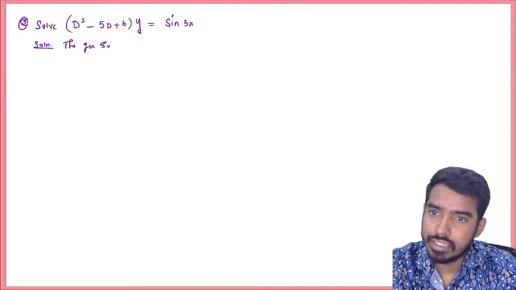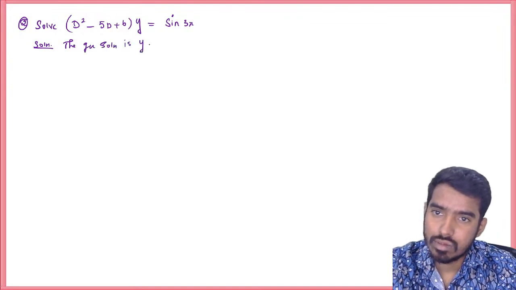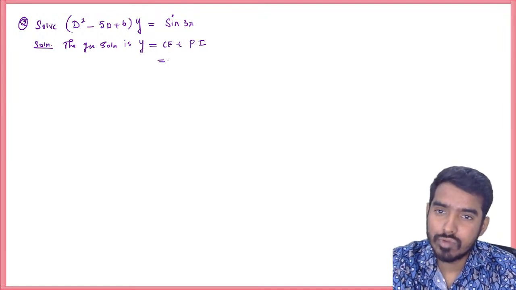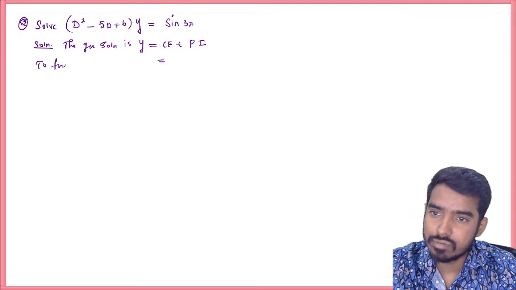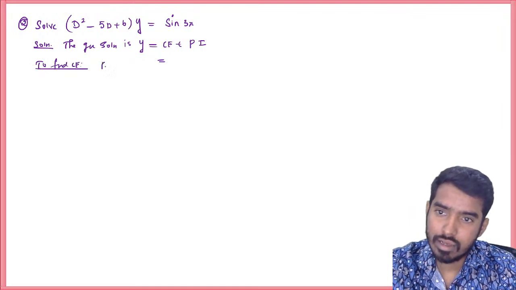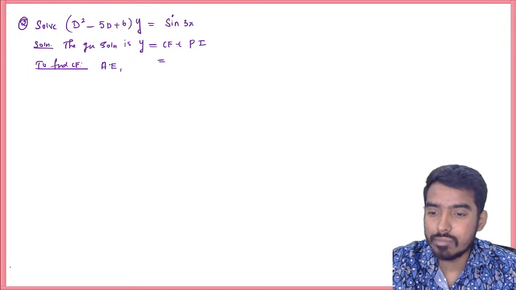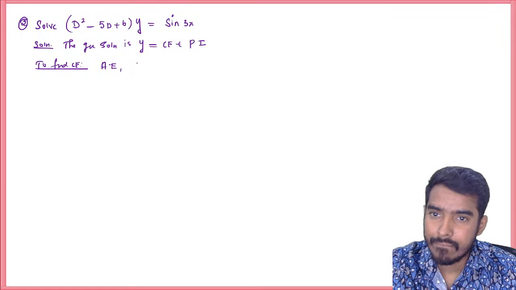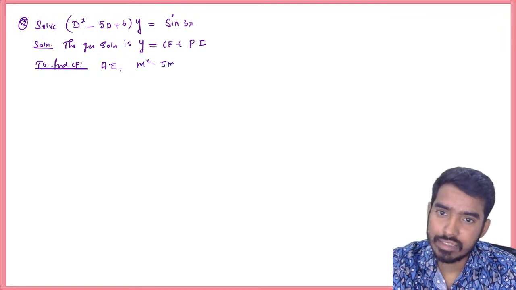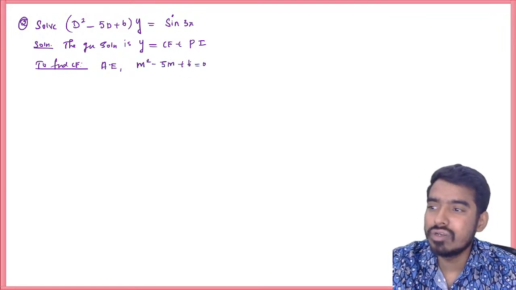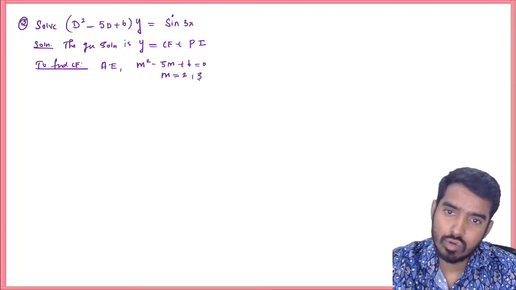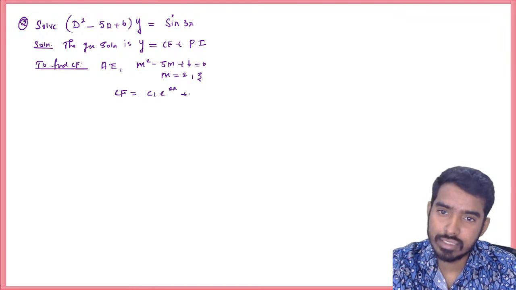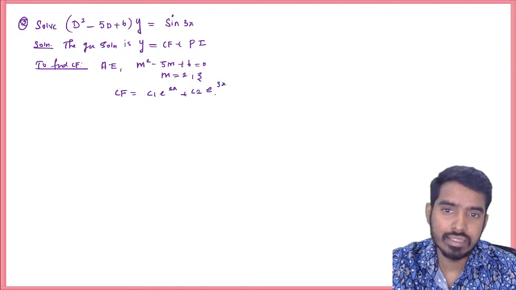The general solution is y is equal to CF plus PI. So we will find CF, right? To find CF, find the auxiliary equation, which is m square minus 5m plus 6 equal to 0. Solve this, we will get 2 comma 3 as the roots. Therefore, CF is C1 e power 2x plus C2 e power 3x, right?